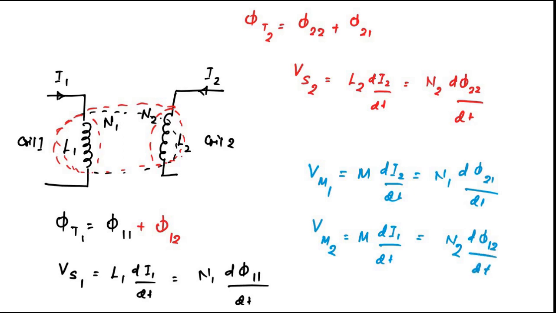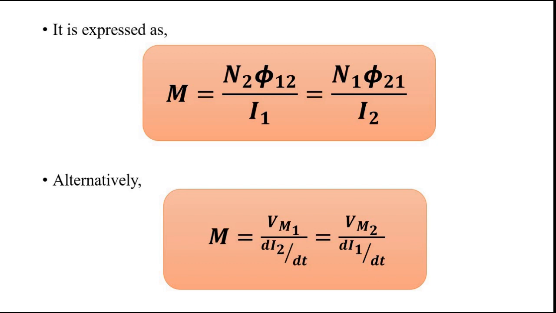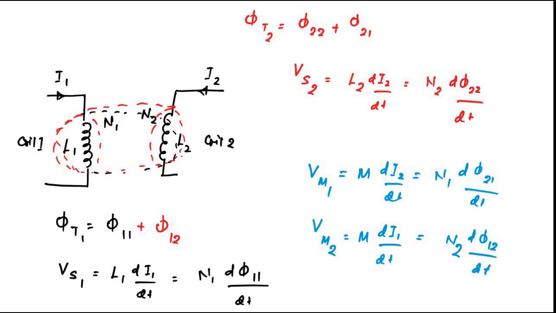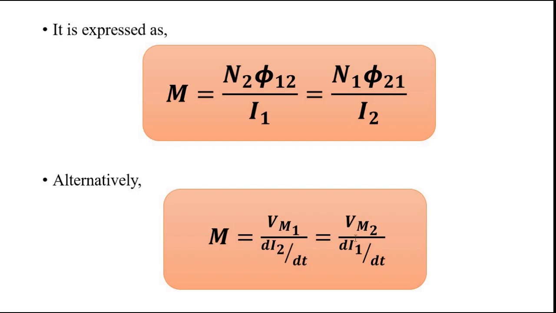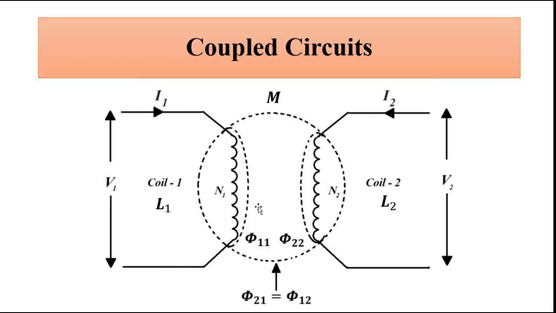Okay, so this is the concept of mutual inductance, where the current flowing in the neighboring coil, the flux produced in the neighboring coil, that comes into play. In self-induced, the current flowing in the same coil, the flux linking with the same coil with itself, that comes into play. Okay, so the expression of mutual inductance can be expressed as N2 phi 12 by I1 or N1 phi 21 by I2, or Vm1 by dI2 by dt or Vm2 by dI1 by dt. That is the expression of mutual inductance. So this whole concept is called the concept of coupled circuits. Okay, because the two circuits are joined together, they are coupled together.